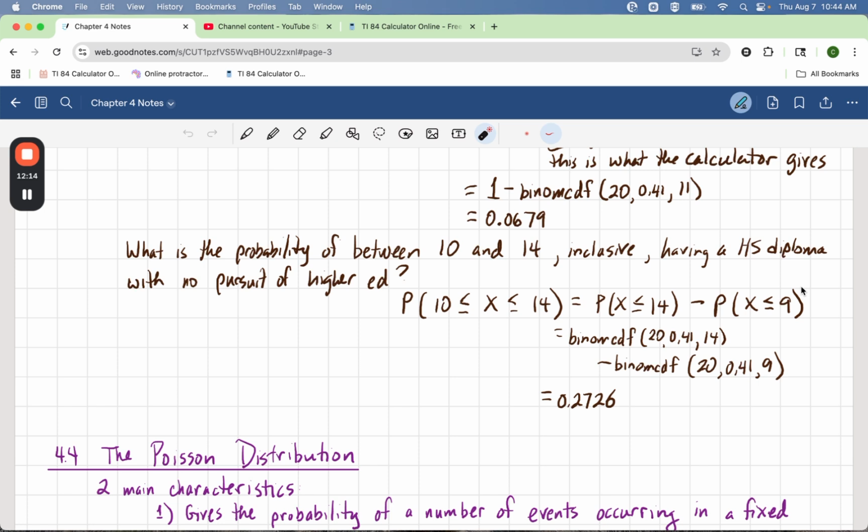So if I subtract off 9 through 0 from 14 through 0, I'm left with 14 through 10. So we would do this calculation here, binom CDF with the 14 minus binom CDF with the 9, subtract them. So 27.26% of the time between 10 and 14 people out of those 20 surveyed will have a high school diploma, but not be pursuing higher education.